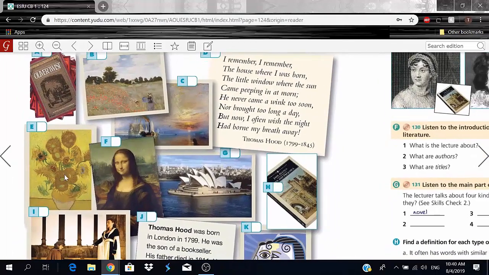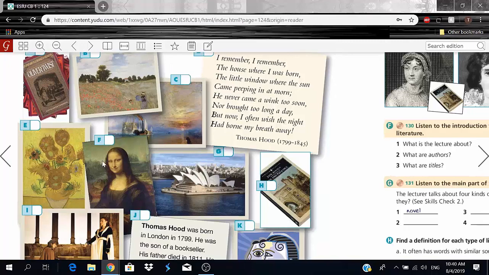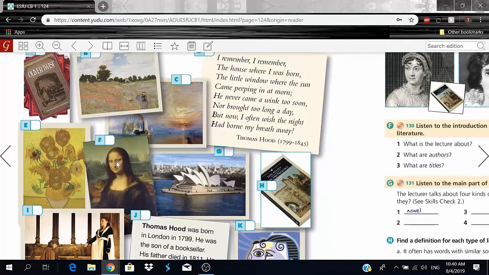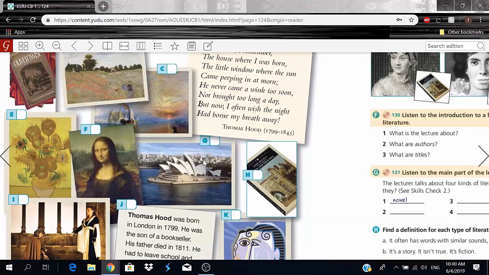And then we have, you guys know the infamous Sunflowers of Vincent van Gogh. So E will be obviously art, okay? Then we have F, Leonardo da Vinci's Mona Lisa. You guys know this. This is so popular. So this will also be art. Then we have G, also a sort of painting, so art as well.